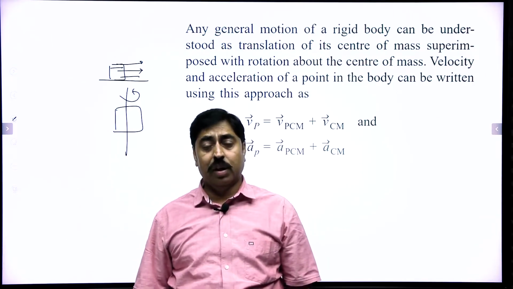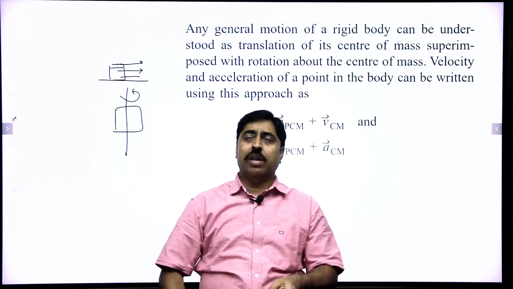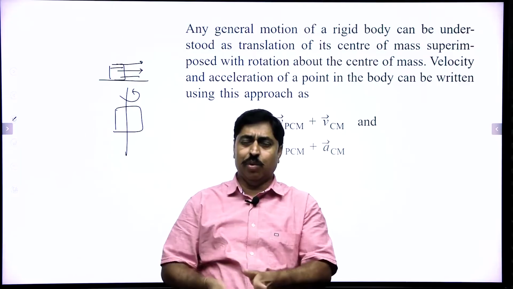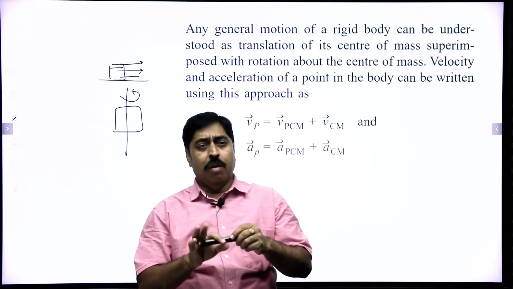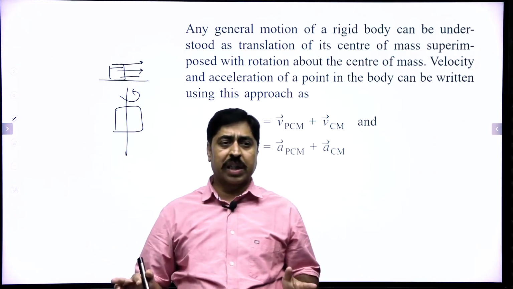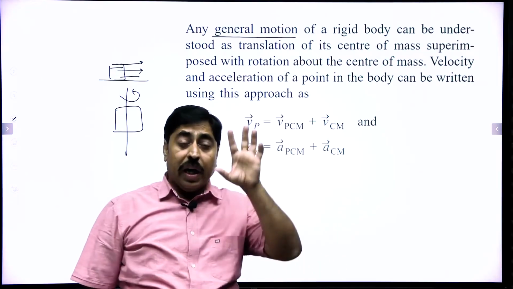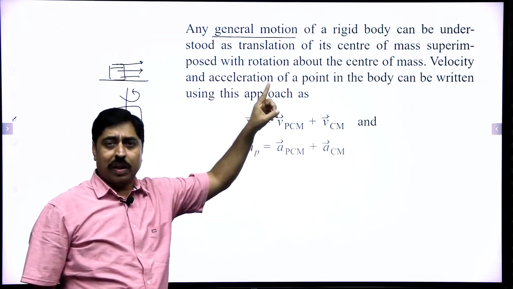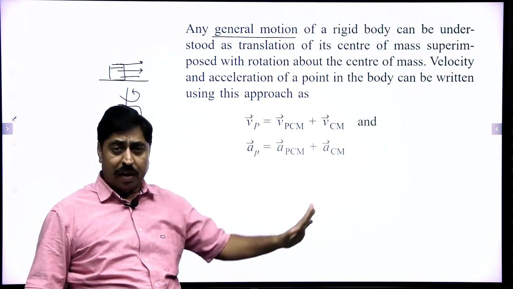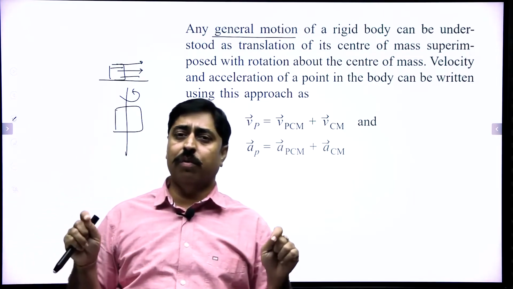This is pure rotation. Now, the general motion means it is a mixture of these two, like this one, like this one. This body is also moving and at the same time it is rotating in some complex way. The motion is very complicated, isn't it? So, this is neither pure translation nor pure rotation. So, all such cases are being referred to as general motion. So, any general motion of a rigid body can be understood as a combination of two motions. This is the most important aspect of kinematics of rotational motion.